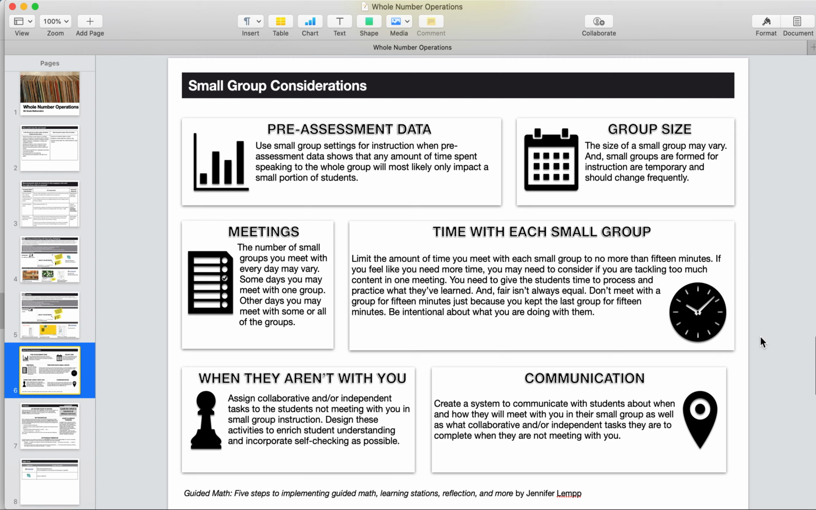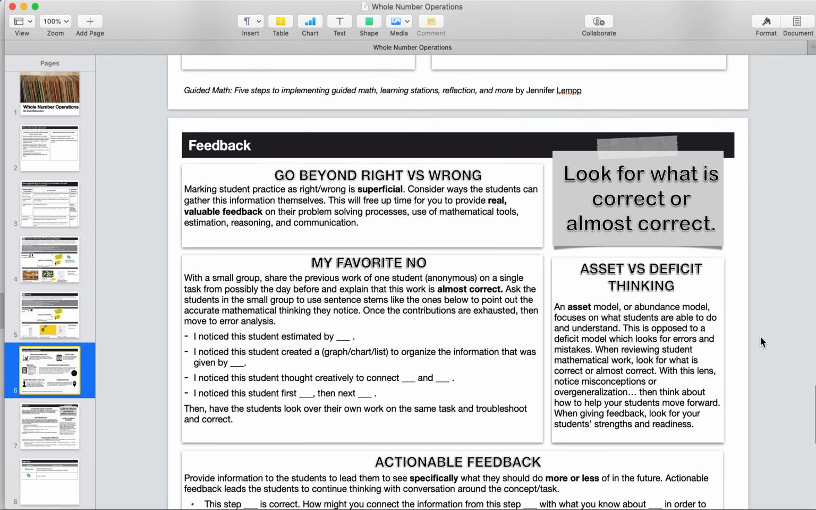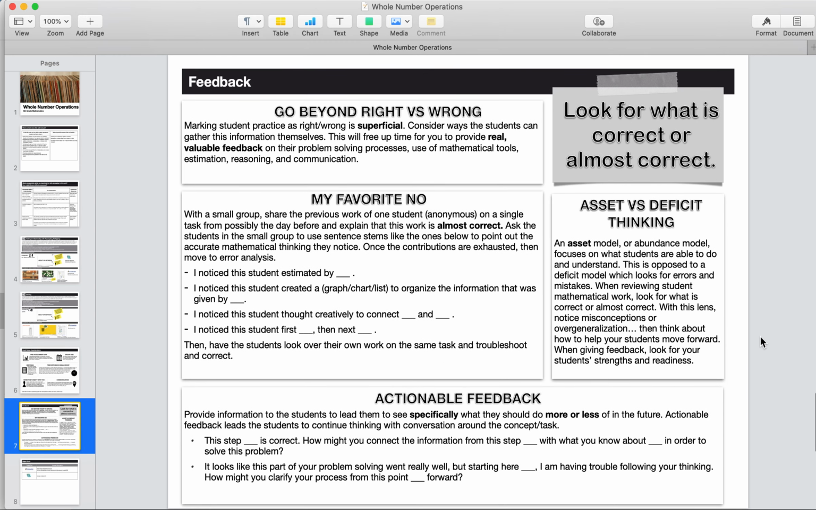The next page is replicated in multiple grade levels and multiple units on small group considerations. If you're wondering how much time should I spend with each small group and what do the students do when they aren't with me, this page may help. For feedback, I encourage you to have an asset model or abundance model that focuses on what the students are able to do. So when you do pre-assess the students and form your small groups based on what they know, think about how you can provide them feedback to help them continue learning.